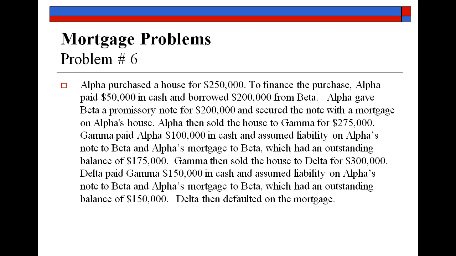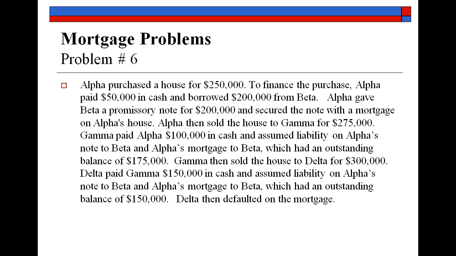Alpha then sells the house to Gamma for $275,000. Gamma pays Alpha $100,000 in cash, and in this question assumes liability on Alpha's mortgage to Beta. The balance on that mortgage was then $175,000. Gamma then sells the house to Delta for $300,000. Delta pays Gamma $150,000 in cash and assumes liability on Alpha's mortgage to Beta, which then had a balance of $150,000. In this problem, Delta defaults on the mortgage.